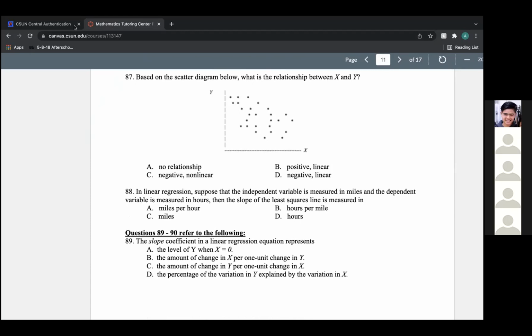88. In linear regression, suppose that the independent variable is measured in miles and the dependent variable is measured in hours. Then the slope of the least squares line is measured in what? Miles per hour.